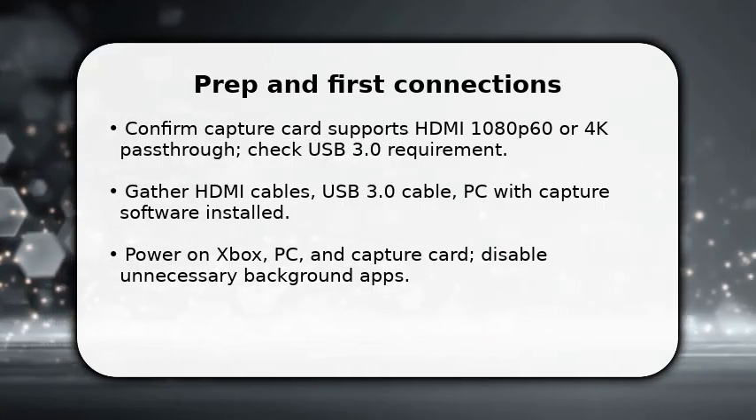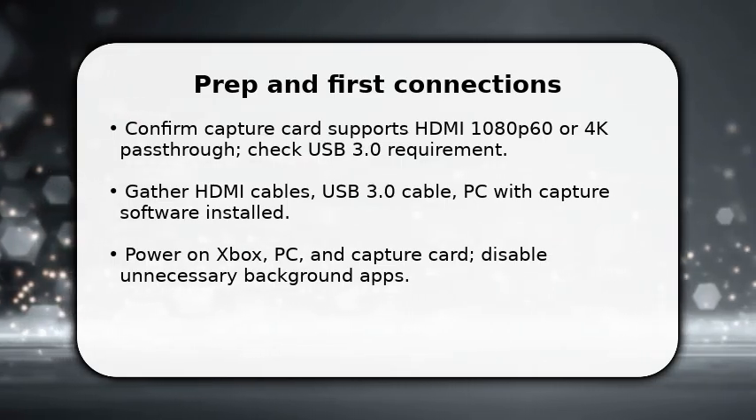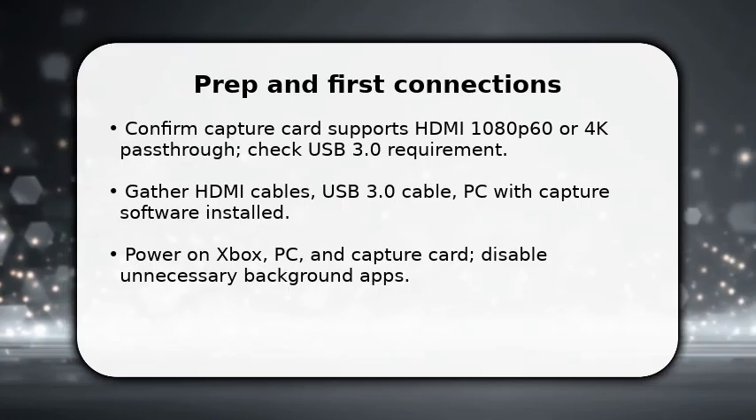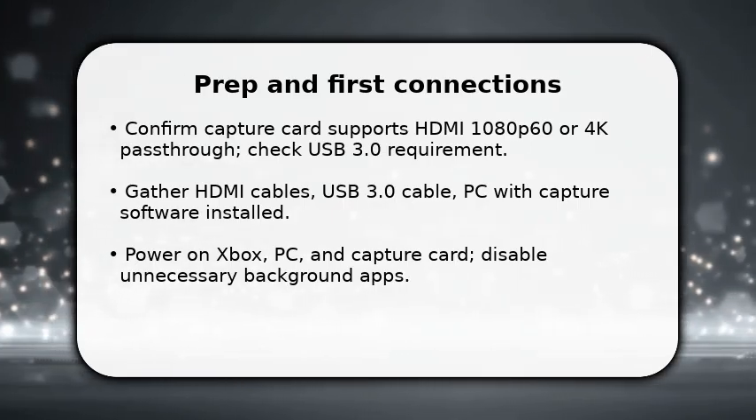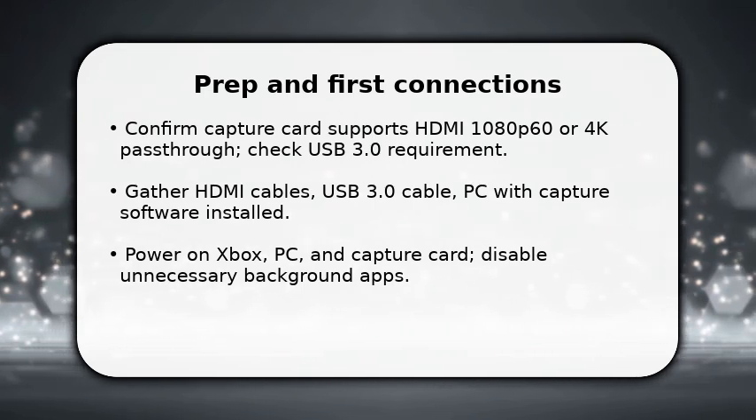Begin by powering up Xbox and PC, then connect the capture card to the PC via USB. This first actionable step lets the computer recognize the device. Meanwhile, keep your Xbox dashboard open so you can change output settings next.